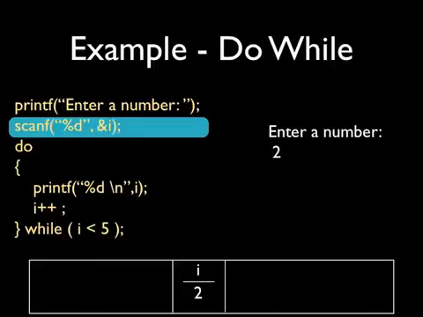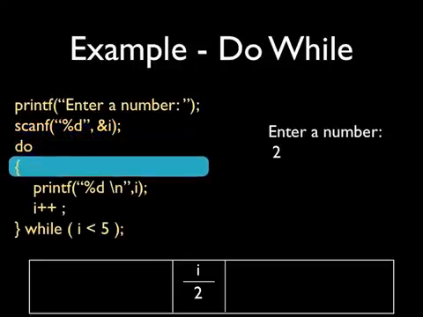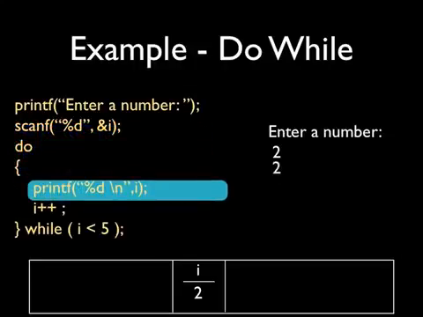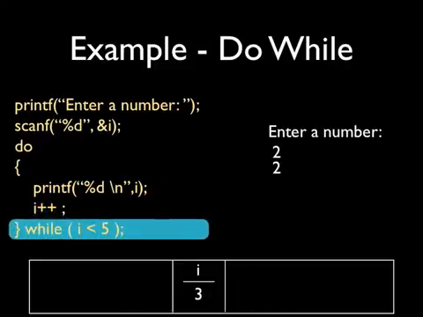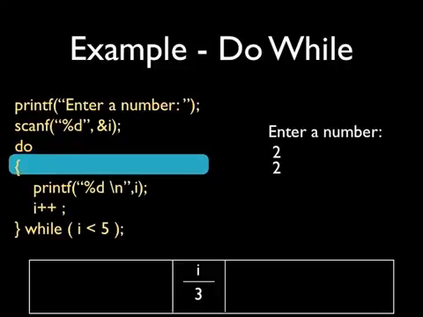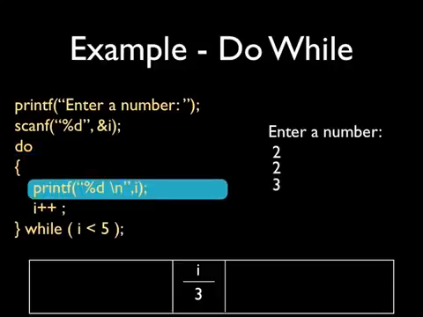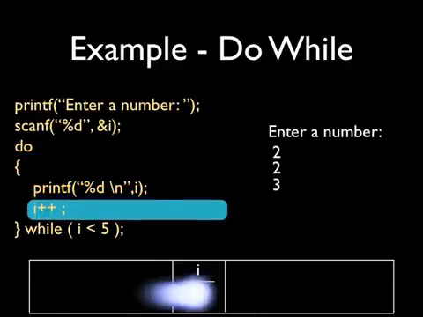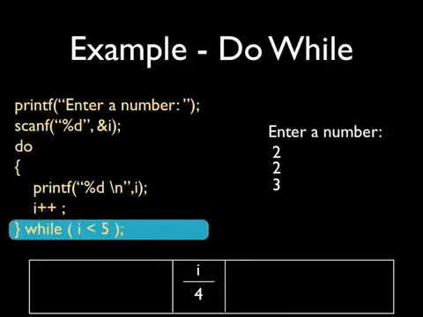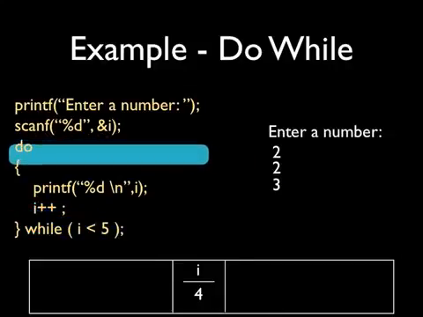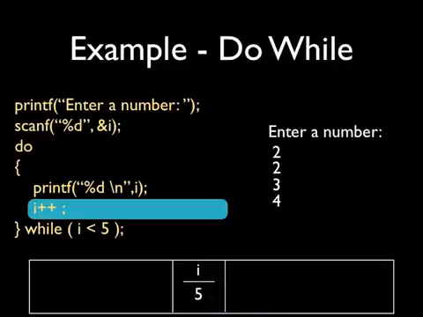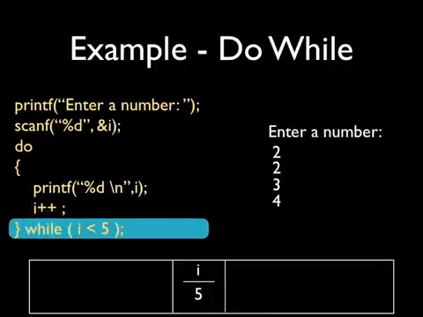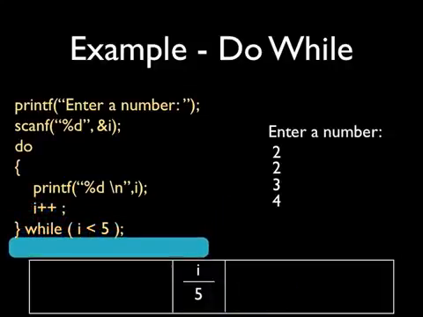Type in 2, we read that in, we enter our loop, print out I's value to the screen, which is 2, do I++ to make it 3. We now check if 3 is less than 5, which it is, so we loop. Print out I's value to the screen, I++, make it 4. Is 4 less than 5? Yes. So we loop back around to the top, open the bracket. Printf, print out the value of I, which is 4, I++ to make it 5, and now 5 is no longer less than 5, so we exit the loop, because that condition is now false.